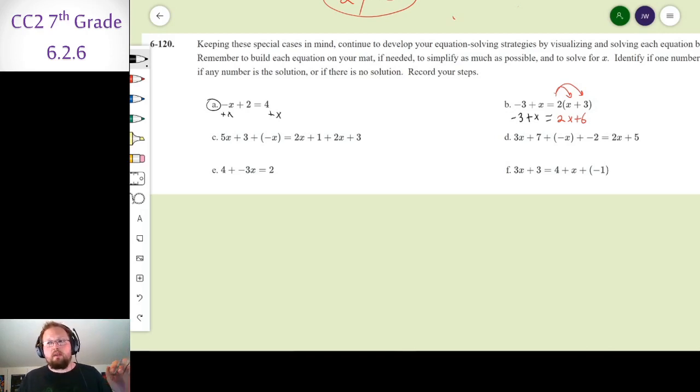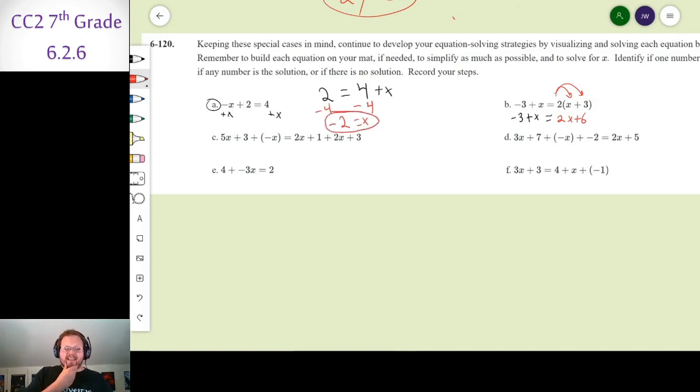Like, there's no x's over here, but you can still add it. So I have 2 equals, don't write 4x, it is 4 plus x, and then I subtract 4 in order to get the x by itself, and I get negative 2 equals x. This equation has exactly one solution, which is good. You like equations that are like that.